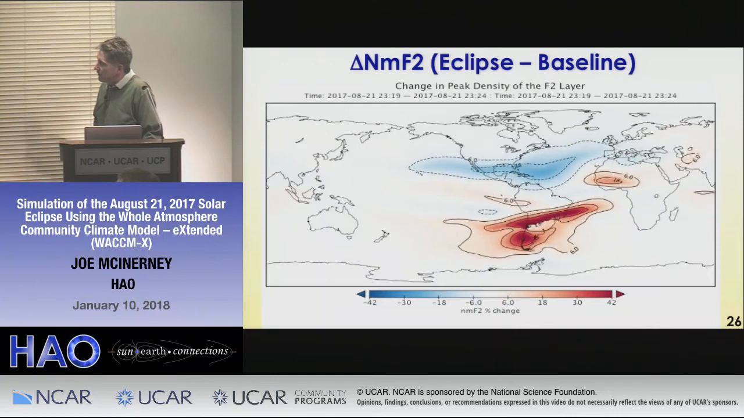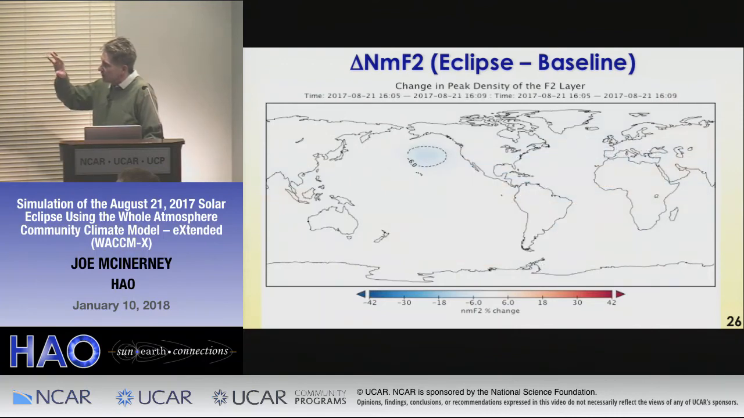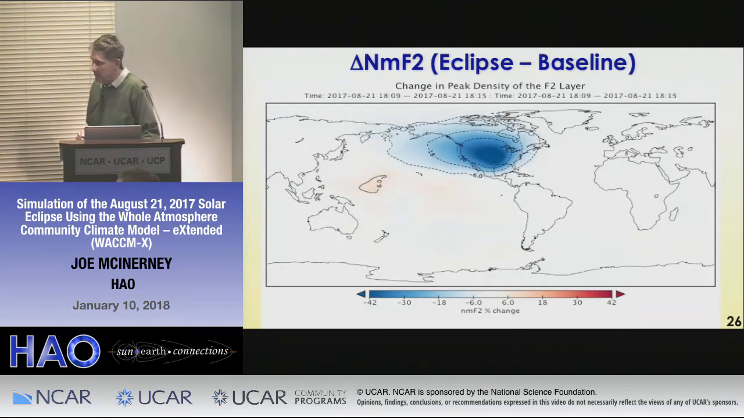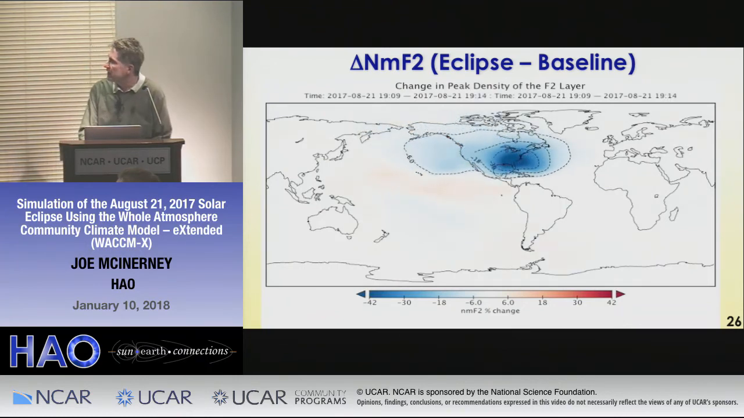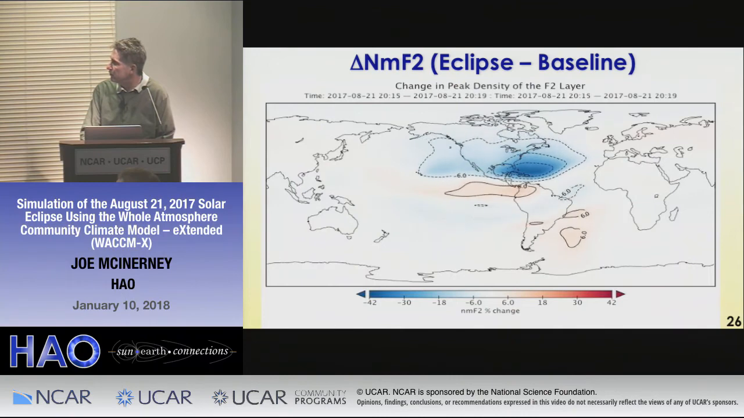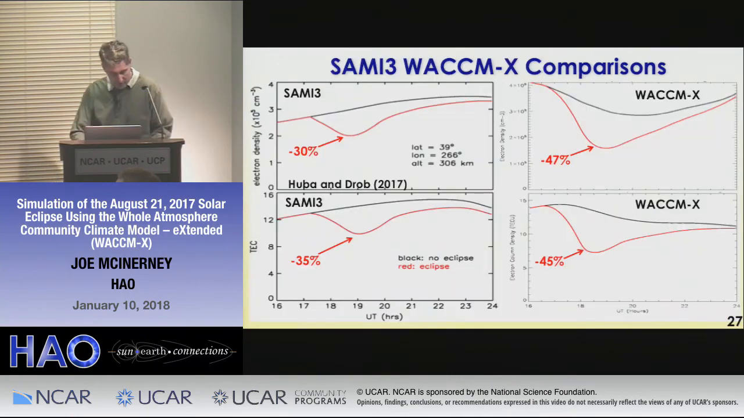And another thing you can see here that we also saw in the temperature is that when you get toward the end of the day of the eclipse, things have become more global, another indication that eclipse effects are really global. So that's the ionosphere. Now we can start looking at some comparisons that we did.